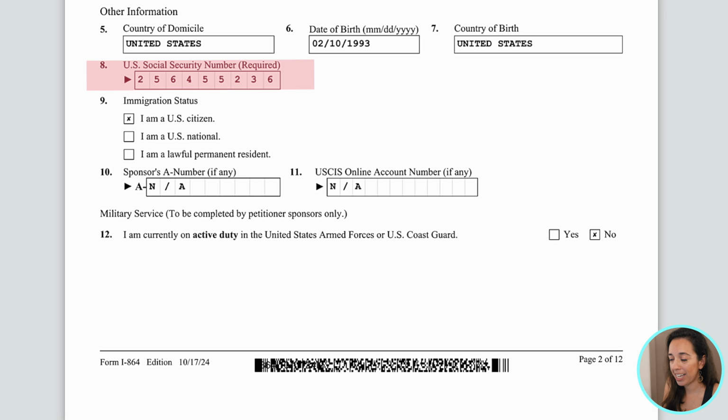Question 8 asks for my U.S. Social Security number, so I filled that out here. Question 9 asks for my immigration status. I was born in the United States, so I checked I am a U.S. citizen. And I wrote NA for question 10 and 11, as I do not have an A number nor a USCIS online account number. Question 12 asks if I am currently on active duty in the United States Armed Forces or U.S. Coast Guard, so I check no.